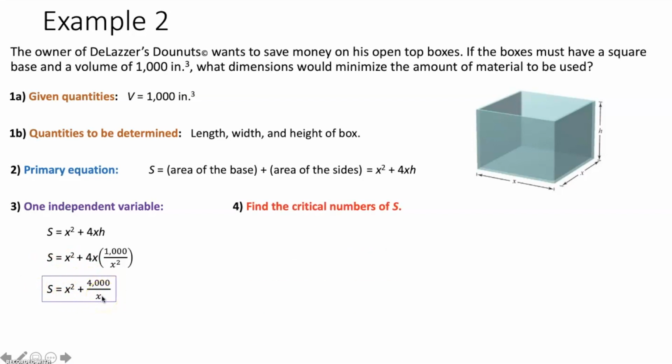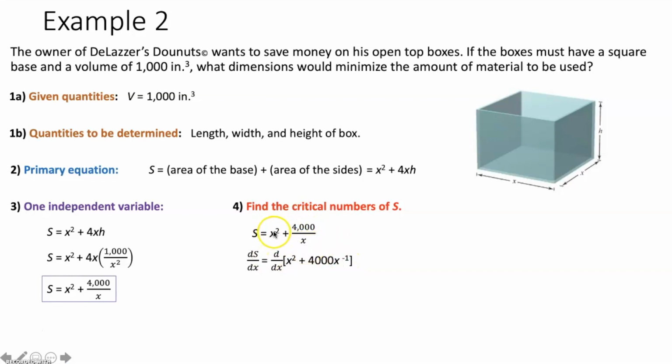So I can move on to the next step, which is to find the critical numbers of this primary equation and then use those to help me find the maximum or minimum values. So let's take the derivative of this primary equation. I'm going to rewrite this as 4,000 times x to the negative first power by bringing this back up. This will help me when it comes time to take the derivative because I'll just use the power rule. I don't have to use the quotient rule.